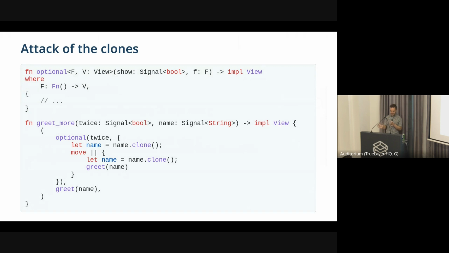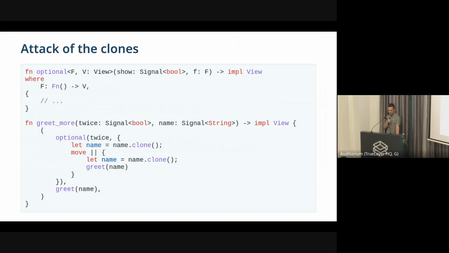I built a whole framework like this, and then I got totally frustrated by this problem. Other people have noticed this too, which is that you have to clone a lot of stuff, and that's okay in general. Writing .clone is fine, but it interacts particularly poorly with closures.